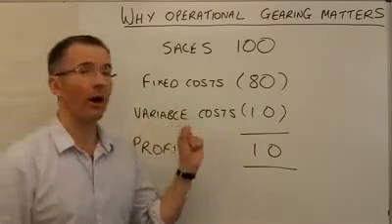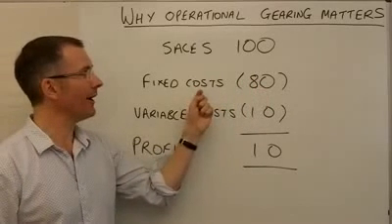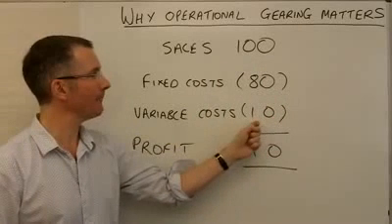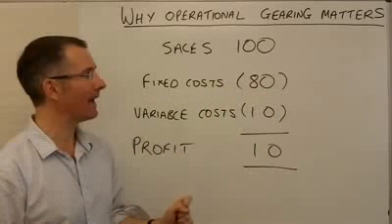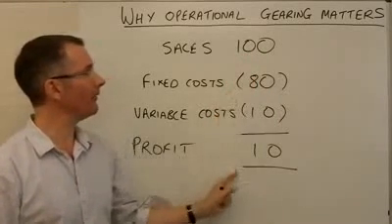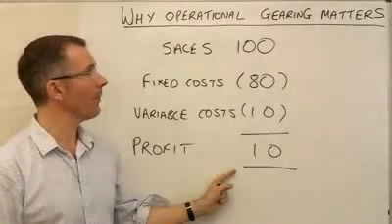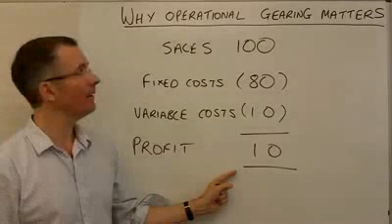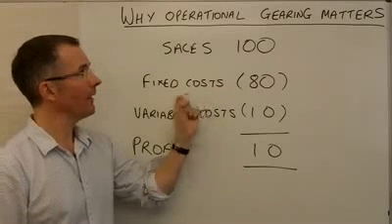This is a business with high operational gearing. Fixed costs are a very high proportion of total costs. Total costs are 90, fixed costs are 80, and that has a dramatic impact on what happens next. Because, take this business, and if you're thinking, what kind of business is this? The answer is, this could be a bank, an airline, could be a hotel business, high fixed costs.